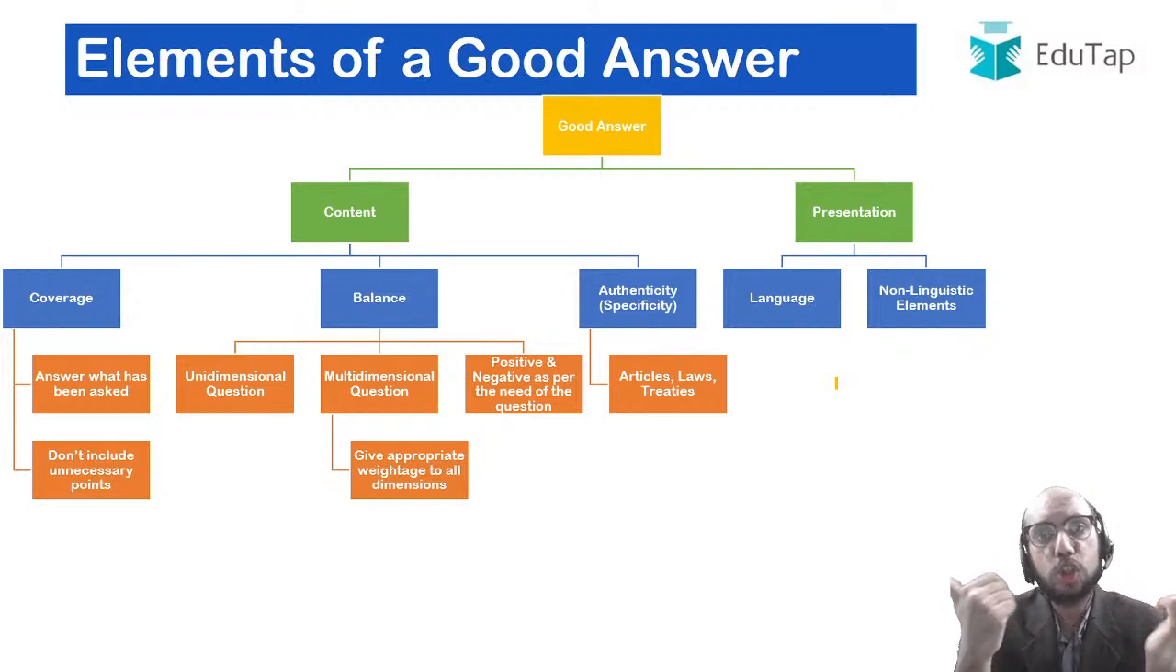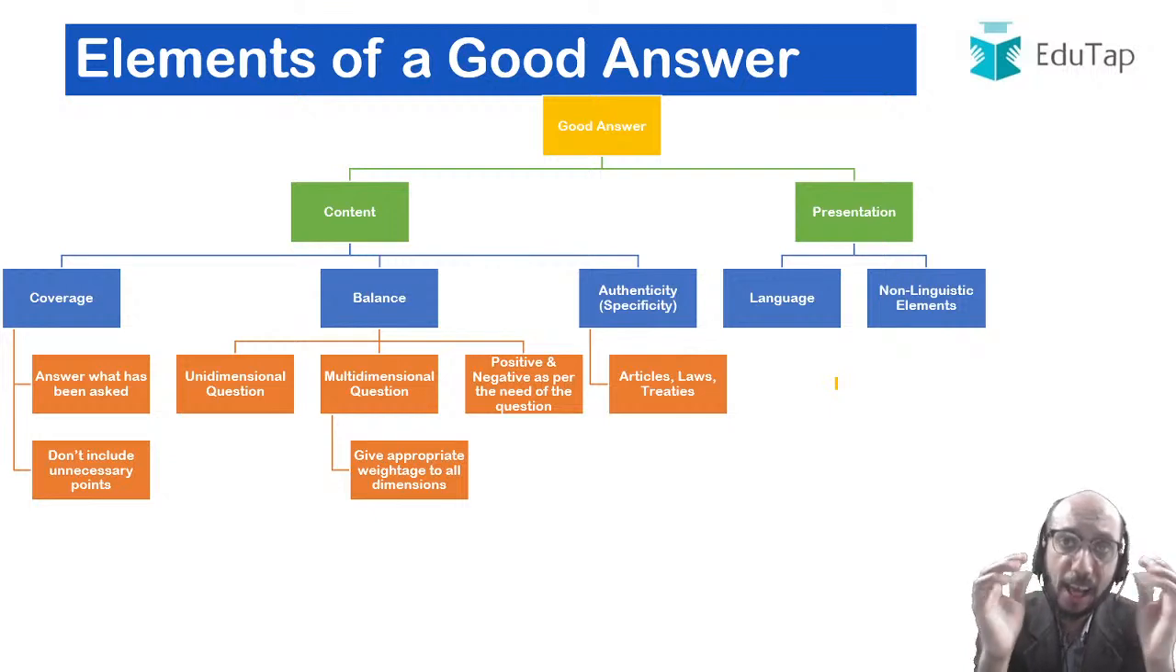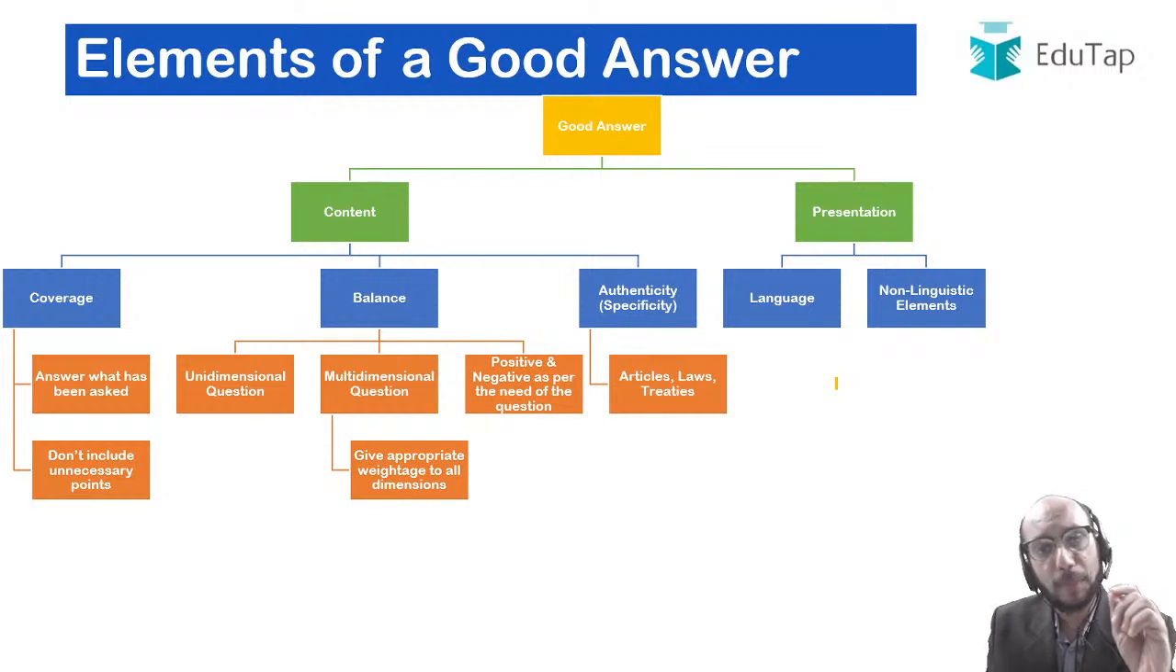Let us say that you're talking about environment, right? So various international treaties which have been signed, or various protocols which have been put into place, right? You should mention those protocols, treaties as a part of your answer. By doing this, by specifically having these points, articles, laws, treaties, you give the examiner an idea that you're thoroughly prepared and you know this topic in depth.